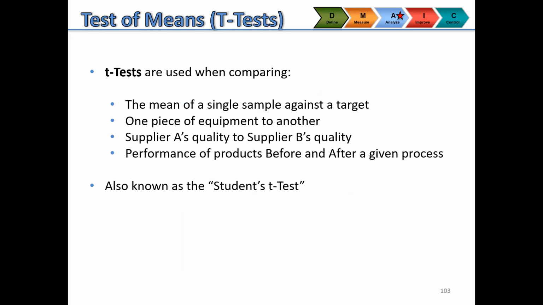It could be one piece of equipment to another. It could be supplier A's quality to supplier B's quality. It could be performance of products before and after a given process. It's also known as student T, which, remember, we don't need to have more than 30 samples to do this.